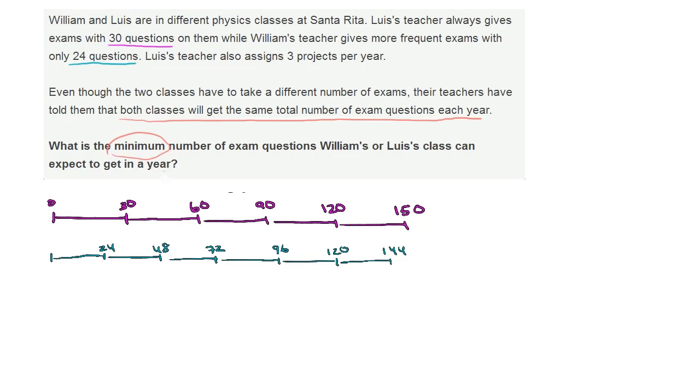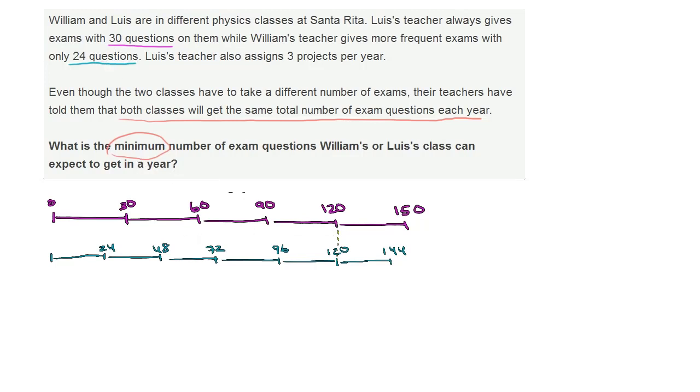But let's see what they're asking us. What is the minimum number of exam questions William's or Luis's class can expect to get in a year? Well, the minimum number is the point at which they've gotten the same number of exam questions despite the fact that the tests had a different number of items. And you see the point at which they have the same number is at 120. They both can have exactly 120 questions, even though Luis's teacher is giving 30 at a time, and even though William's teacher is giving 24 at a time. And so the answer is 120.